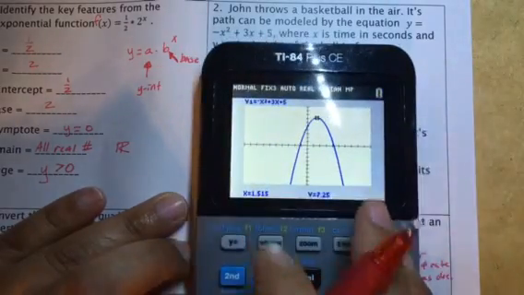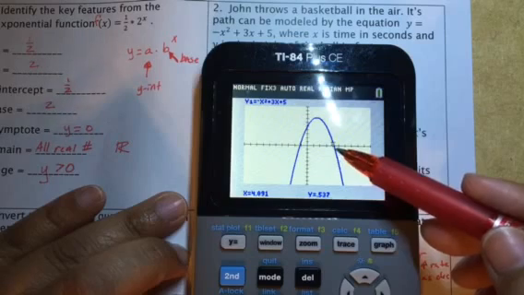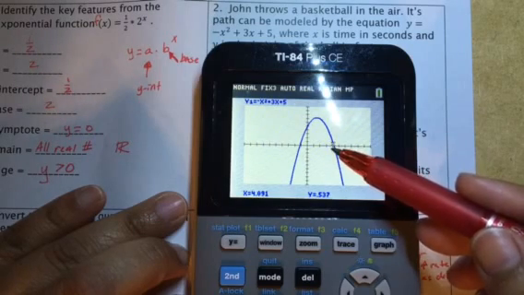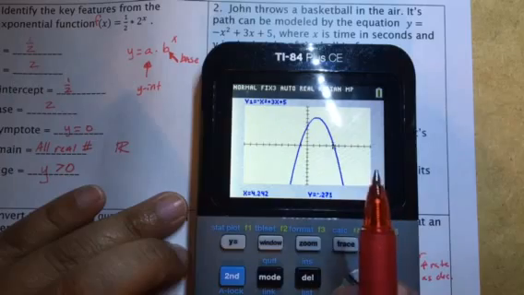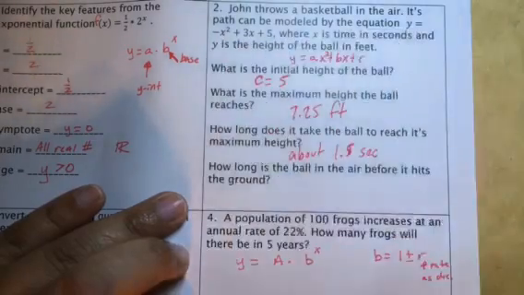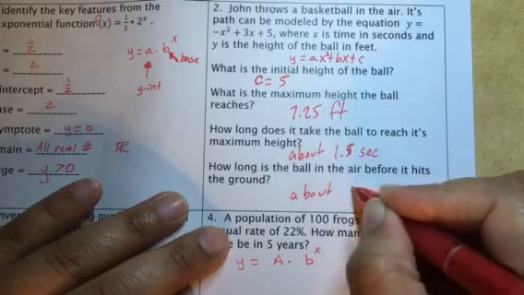And how long does it take to hit the ground? Well, in order to hit the ground, it has to basically hit the 0, the x-intercept, and the solution. All those are the same thing for the x-axis. So right here, it's roughly 4 seconds. So we're going to say about 4 seconds.